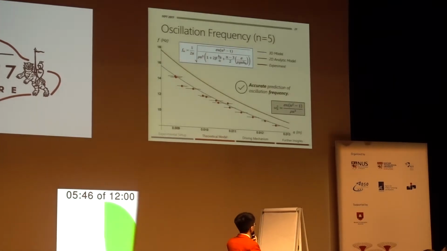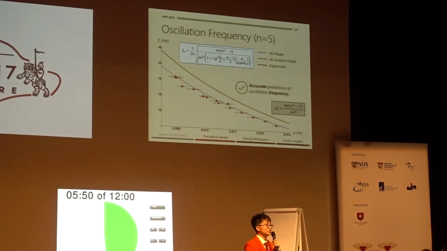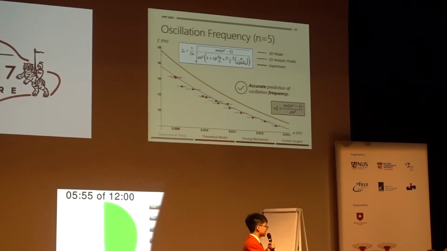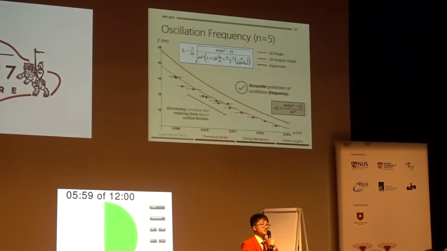Plotting our experimental oscillation frequency against drop size, we can see that our 3D model is able to accurately predict the oscillation frequency. As we increase our drop size, there is a decreased curvature at the edges of our droplet. This decreases the restoring force due to surface tension, resulting in a lower oscillation frequency.